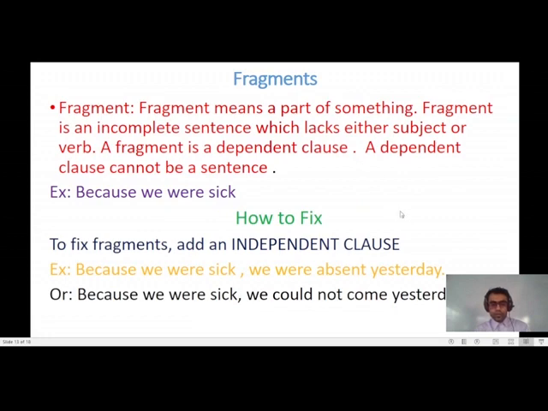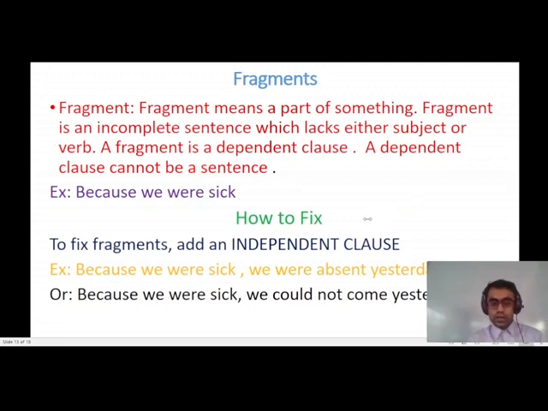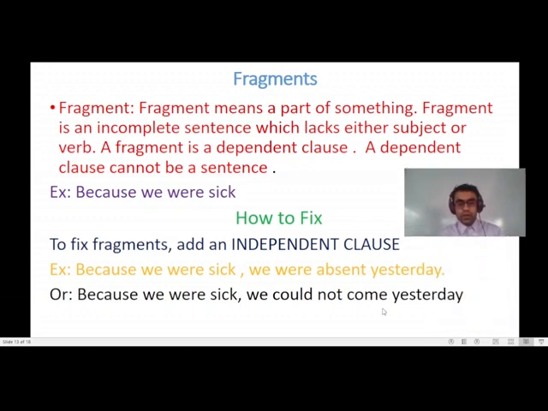And now we are going to talk about what fragments are. In the last chapters, we talked about the run-on sentence and also the comma splice errors. Now we are going to talk about fragments. Fragment means a part of something, or a fragment is an incomplete sentence which lacks either a subject or a verb. A fragment is a dependent clause. A dependent clause cannot be a sentence.